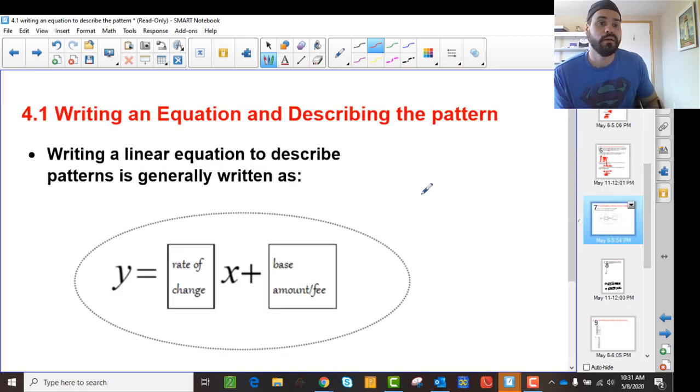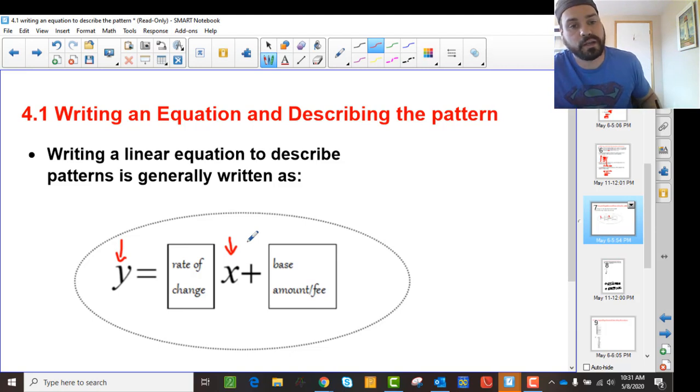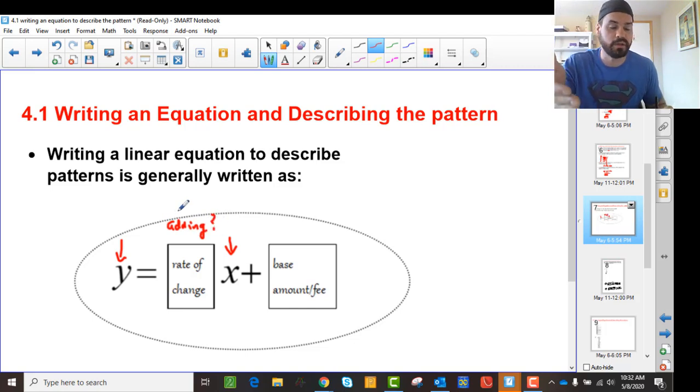If you look at writing an equation, generally it's written as y and x. Okay, so when you generalize this, you'll see it a lot more instead of the p's and c's that we've been doing. You'll generally see y and then x. In front of the x is your rate of change. That's basically what are you adding each time. Or subtracting, because you can have a negative rate of change. In other words, something can go down every time. And then this is your base amount or your fee.